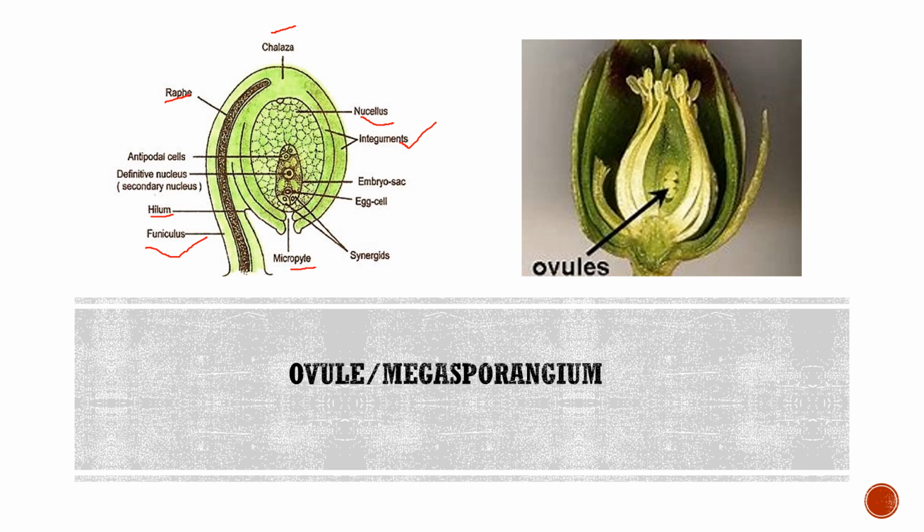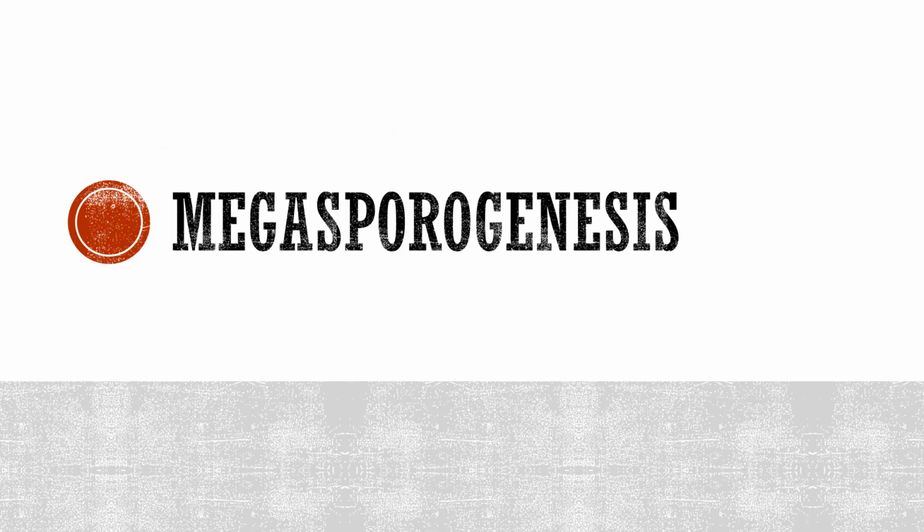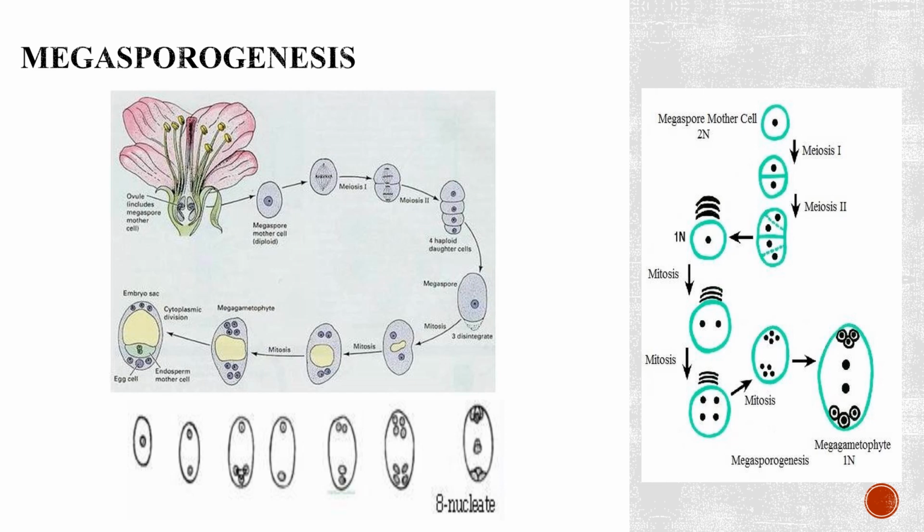This megaspore mother cell undergoes megasporogenesis in order to produce several megaspores. It is this process of megasporogenesis which causes the production of megaspore cells from the megaspore mother cell. The megaspore mother cell undergoes meiosis and forms four haploid megaspores which are arranged in a linear tetrad, as you can see here in this diagram. These are the four haploid megaspores formed as a result of meiosis. Of these four, only one is functional while the other three megaspores degenerate.